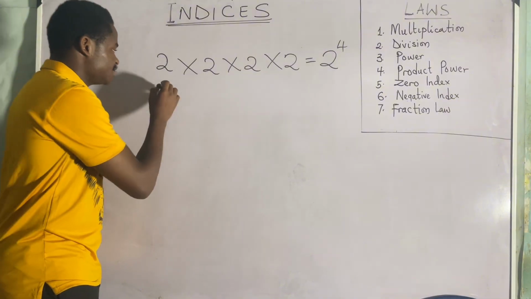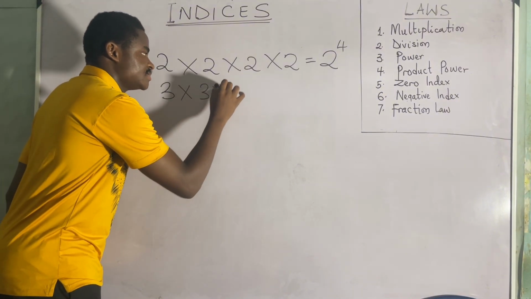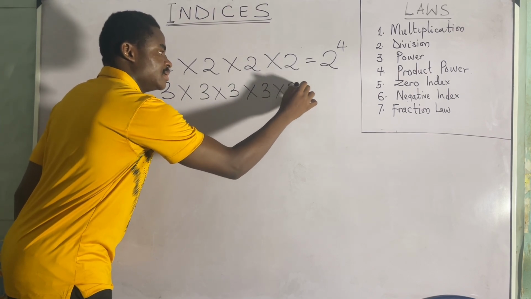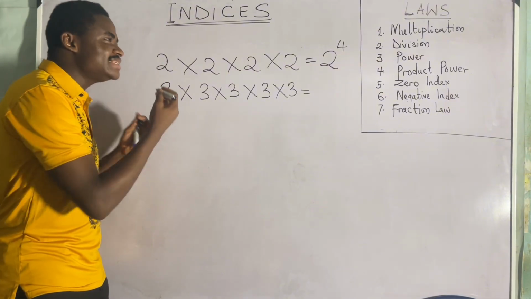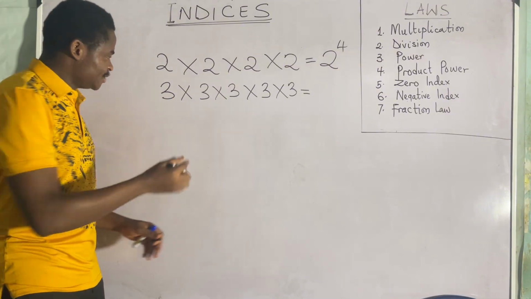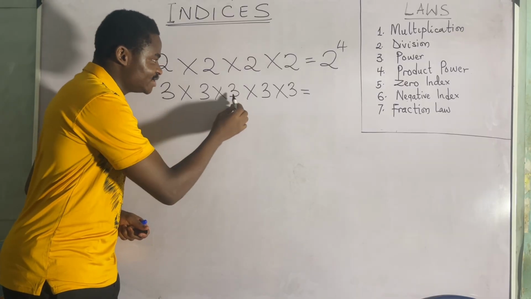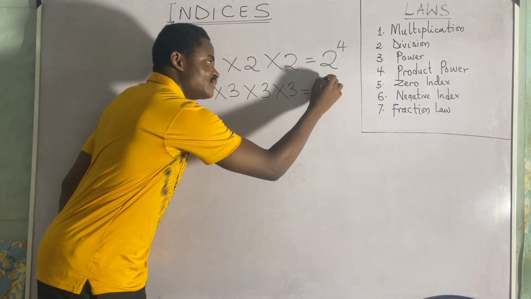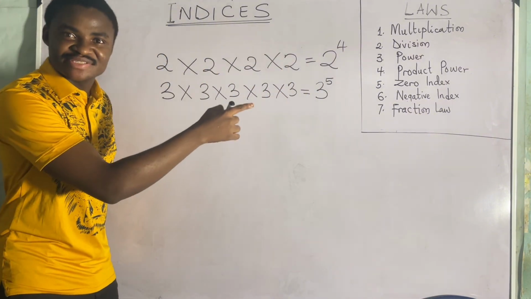Let me give another example. Say 3 times 3 times 3 times 3 times 3. I want to draw your minds to something so you can understand indices for a lifetime. This is 1, 2, 3, 4, 5. That is 3 in 5 places, and I put it as a superscript.